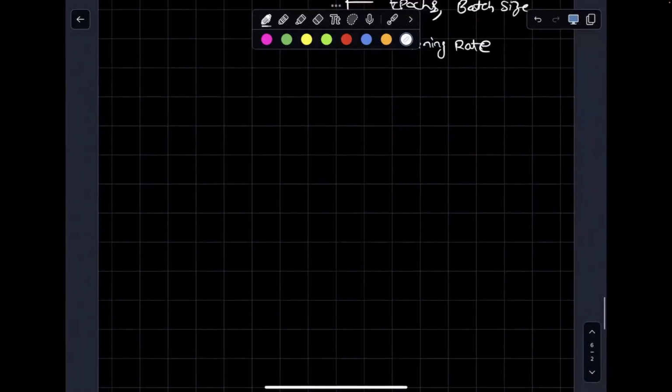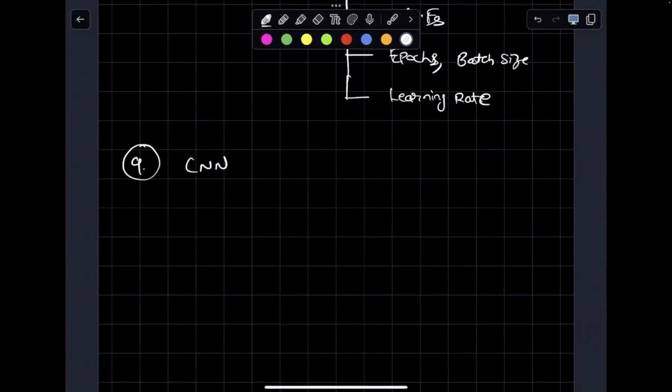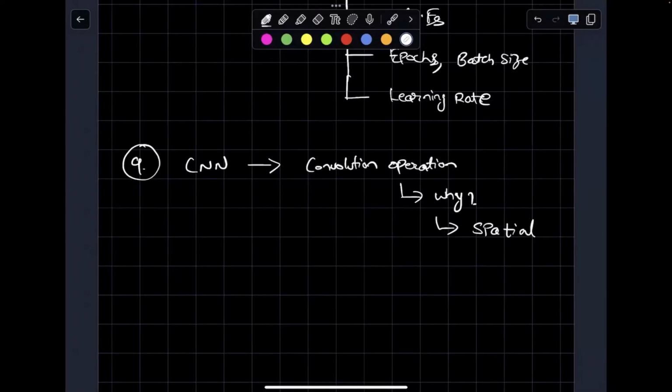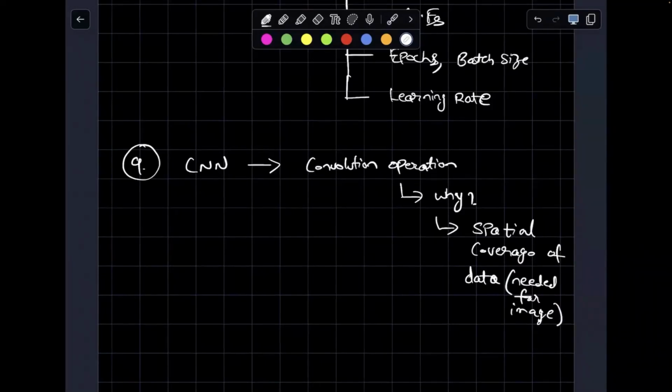Okay. Then what have we learned about CNN? CNN is for images. It's a combination of both the convolution operation and ANN. And why are we going for this? To cover the spatial coverage of data, which is needed for images, because patterns in an image will not be in a linear form. So we need the spatial coverage of data.